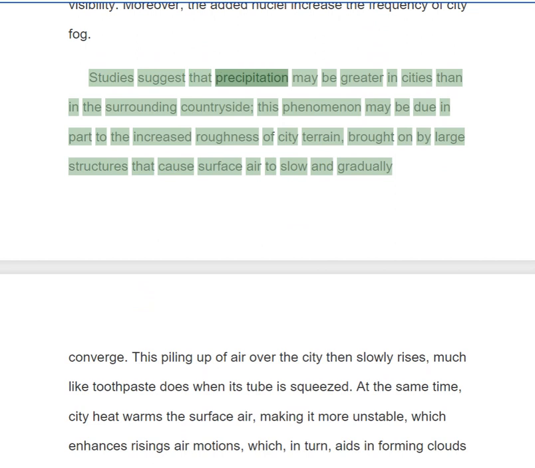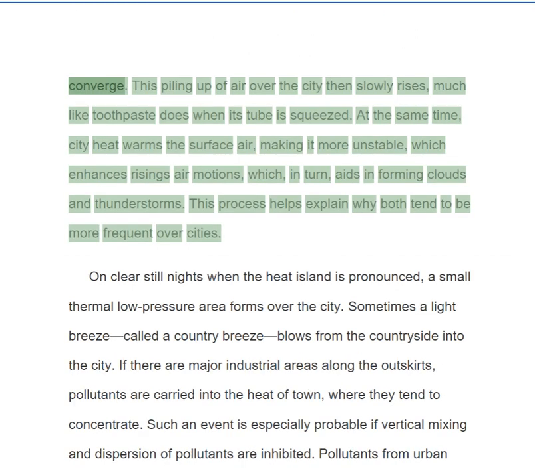Studies suggest that precipitation may be greater in cities than in the surrounding countryside. This phenomenon may be due in part to the increased roughness of city terrain, brought on by large structures that cause surface air to slow and gradually converge. This piling up of air over the city then slowly rises, much like toothpaste does when its tube is squeezed.